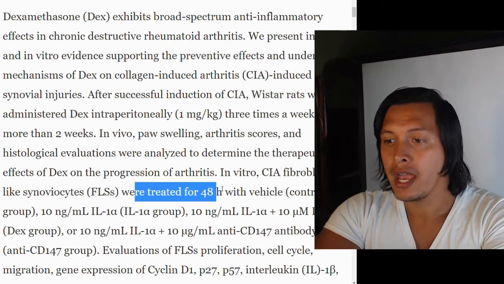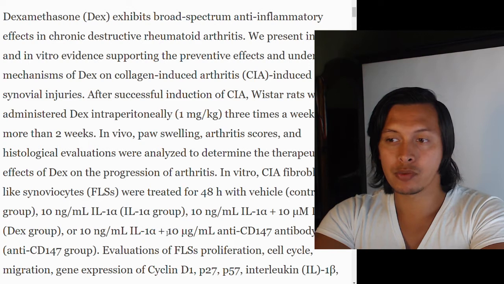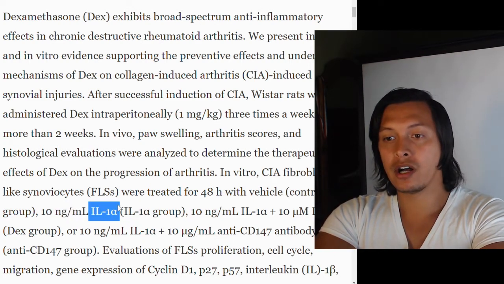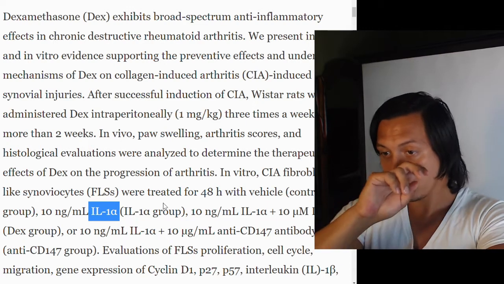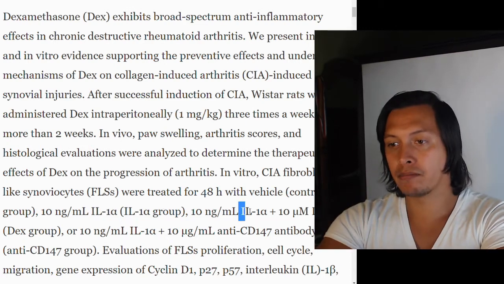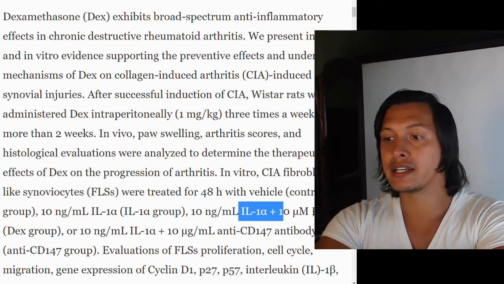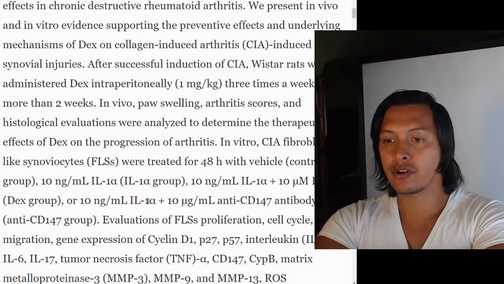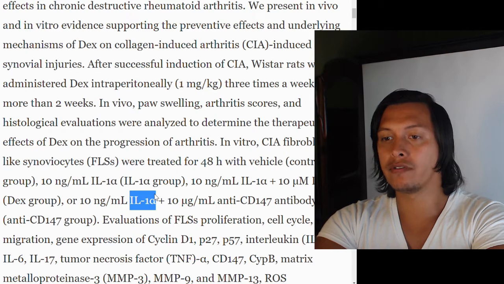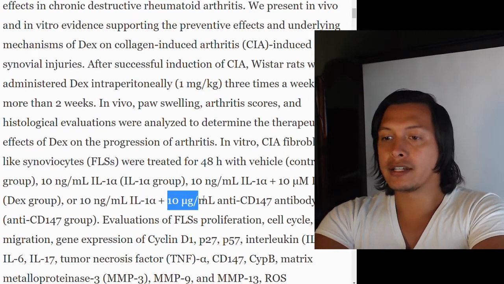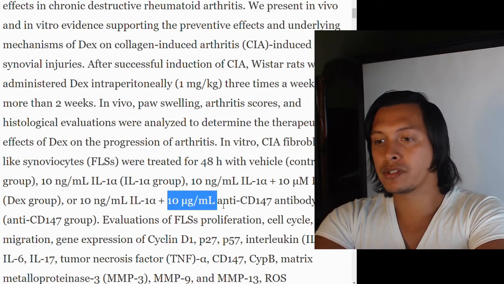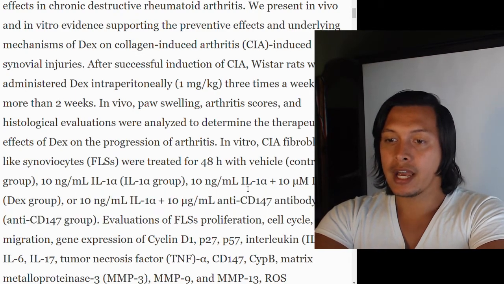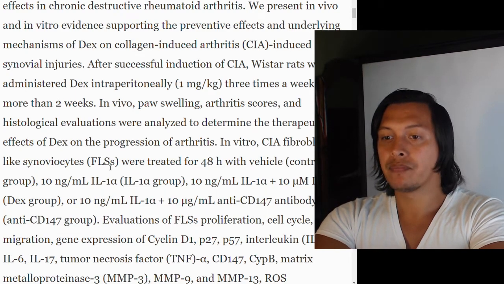duplicate pretty well. They were treated for 48 hours with a control, 10 nanograms per milliliter of interleukin-1 alpha, 10 nanograms per milliliter of interleukin-1 alpha and 10 micromolar dexamethasone, or 10 nanograms per milliliter of interleukin-1 alpha and 10 milligrams per microliter of anti-CD147 antibody. And so they did that.